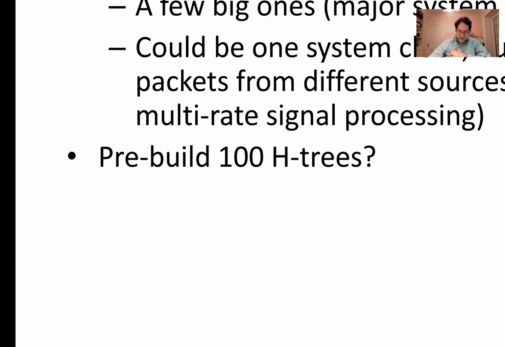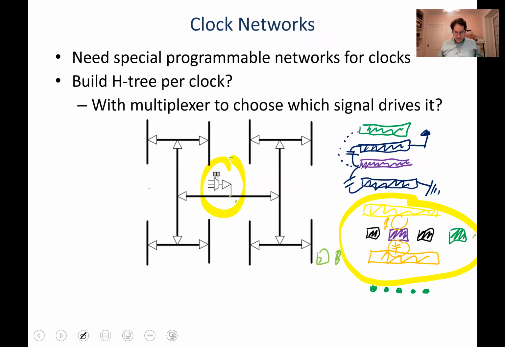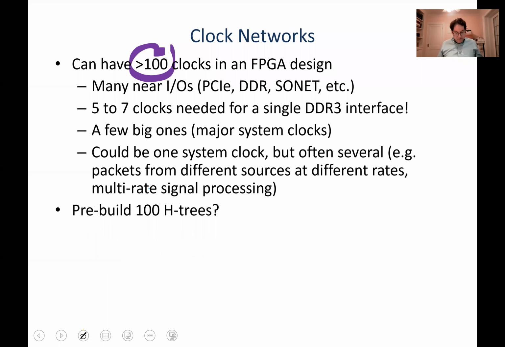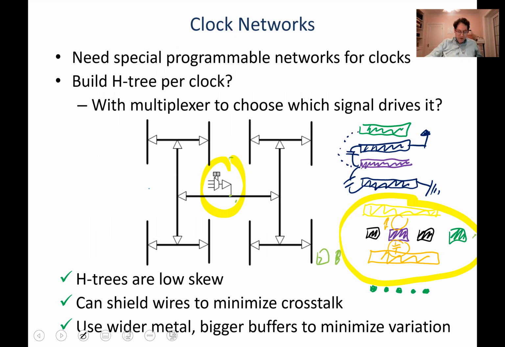100 clock trees? And that's going to be really expensive, right? We could build 100 H trees using the technique that I just showed you here. But that would mean about 100 wires per channel when I get down to the bottom of the H tree. Okay, so it's the bottom of the H tree that I care about.